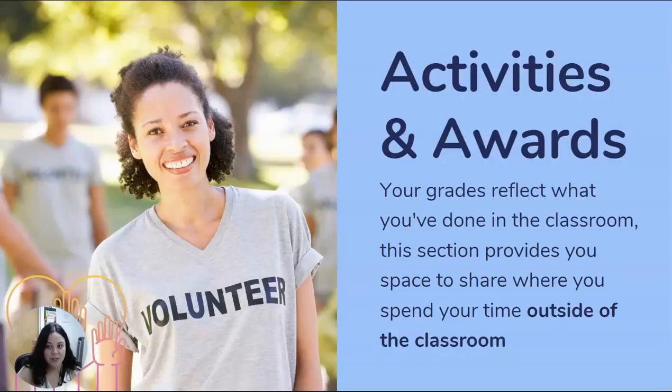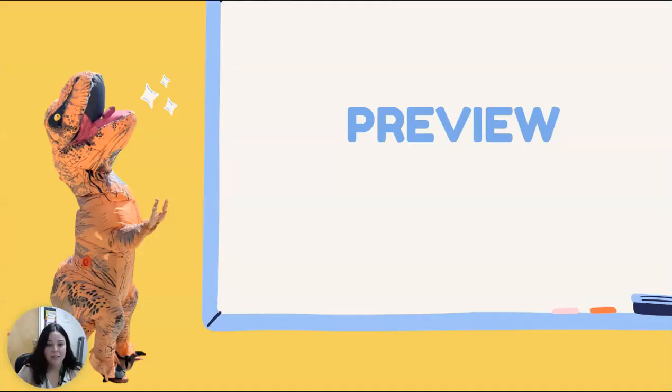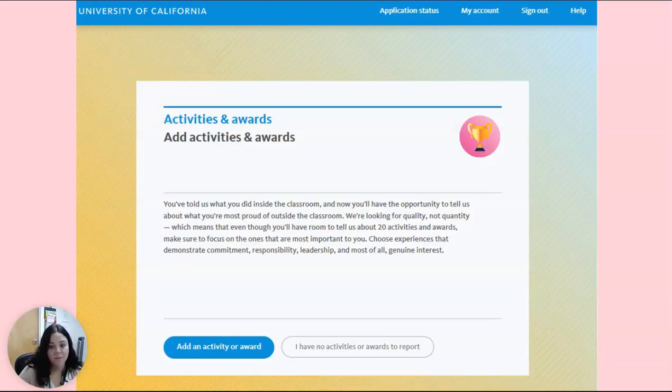The activities and awards section is a really important section because it focuses on what you do outside of the classroom. The coursework entry, your academic history, that all talks about your grades, the classes you've taken, what your GPA is, what your major is. But the activities and awards really focuses on how you spend your time outside of the classroom, and that's what the UCs really want to know. So let's look at a preview of what the actual activities and awards section looks like, and then we're going to look at some drafts.